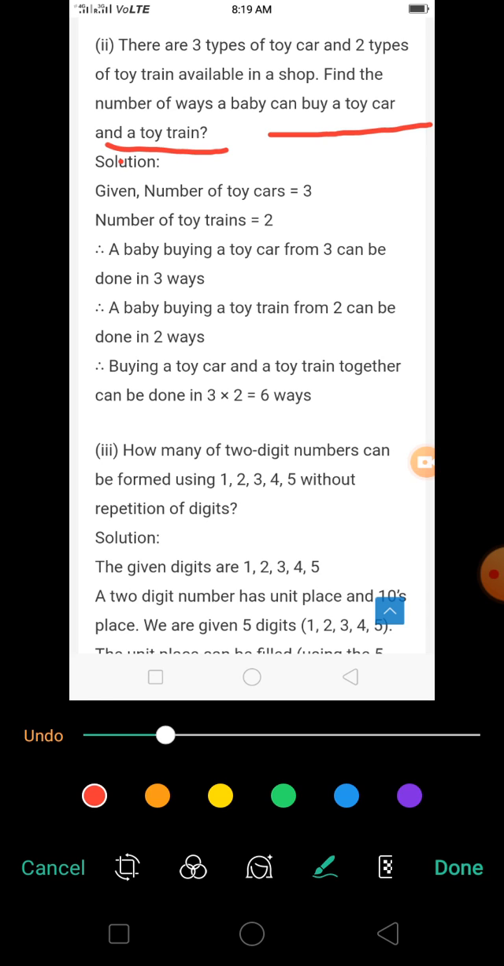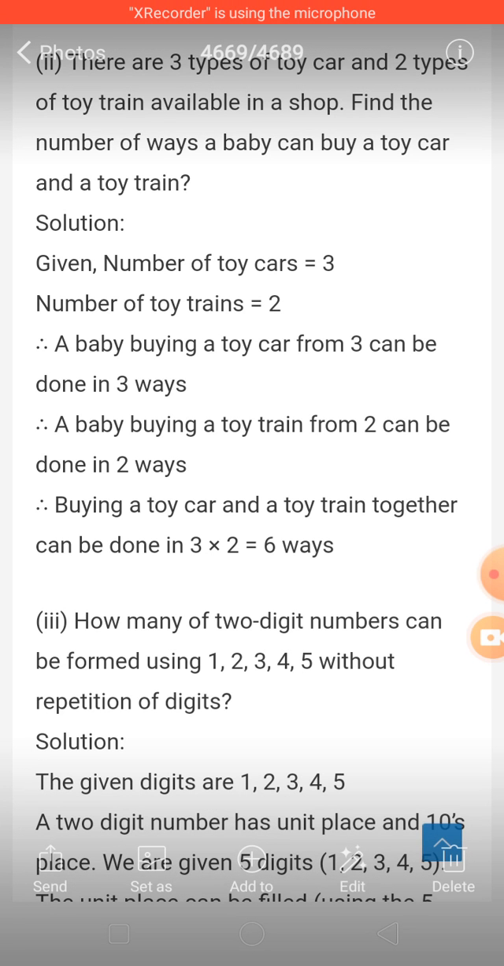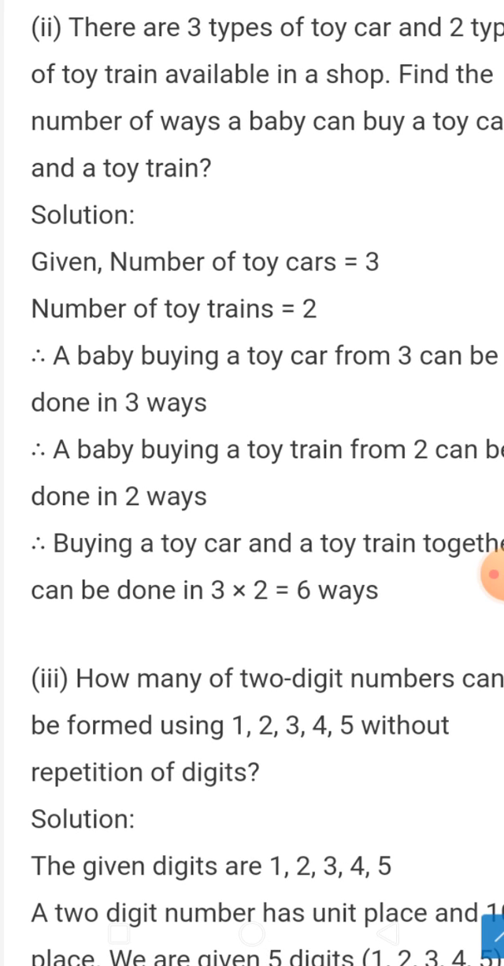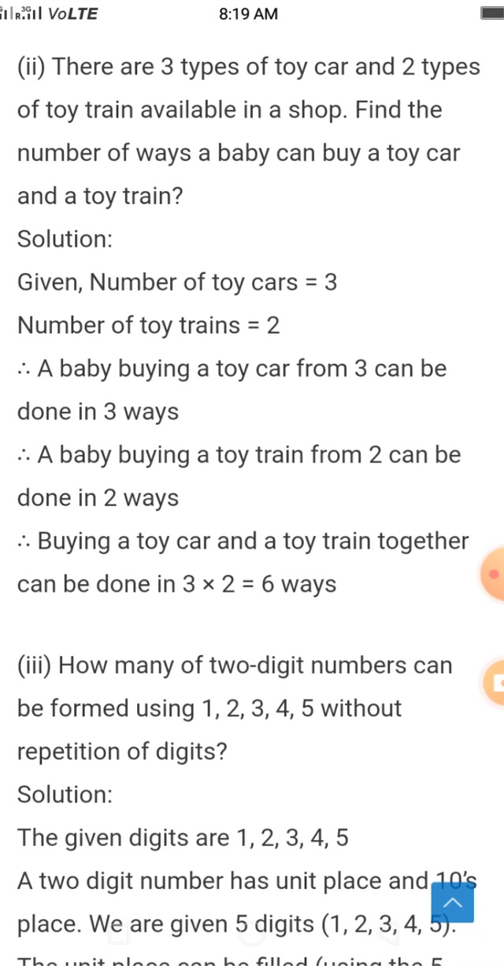That's it. Okay, so number of toy cars in the shop is 3. Number of toy trains is 2. 3 கார் தான் இருக்குது. Okay, so number of toy cars வந்து 3 இருக்குது. So how many possible ways? 3 ways. So a baby buying a toy car from the 3 can be done in 3 ways. A baby buying a toy train from 2 can be done in 2 ways.